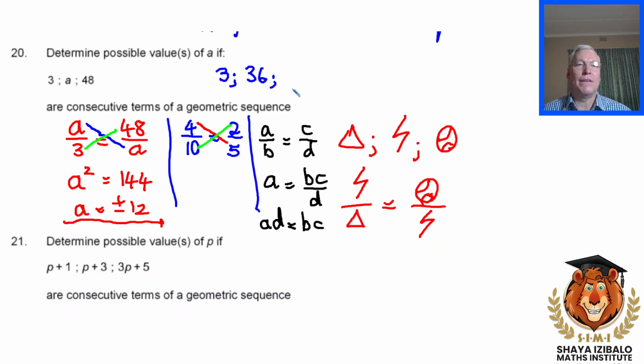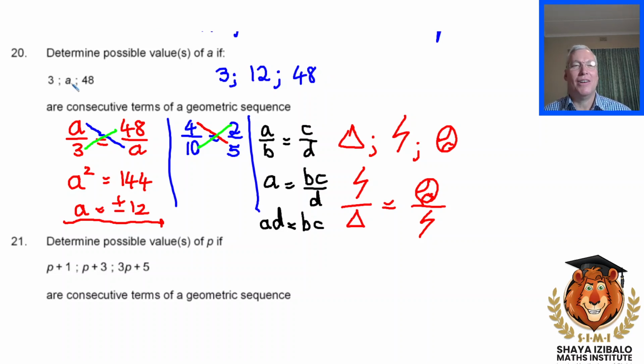I'm just trying to look at this. Sorry, if A was 12, sorry guys, going quietly mad here. Not R. R is not 12. If A is 12, is this a geometric sequence? Yes. What are we actually multiplying by? Sorry guys. Too early in the morning.